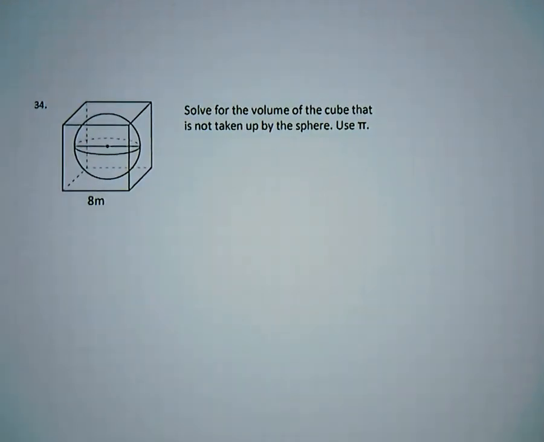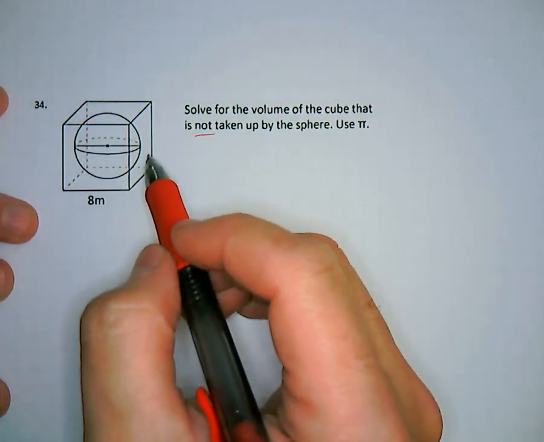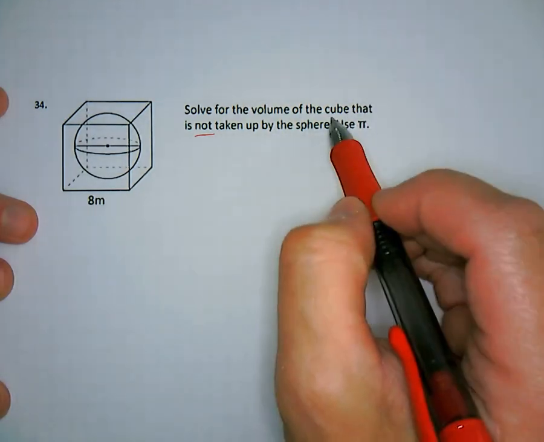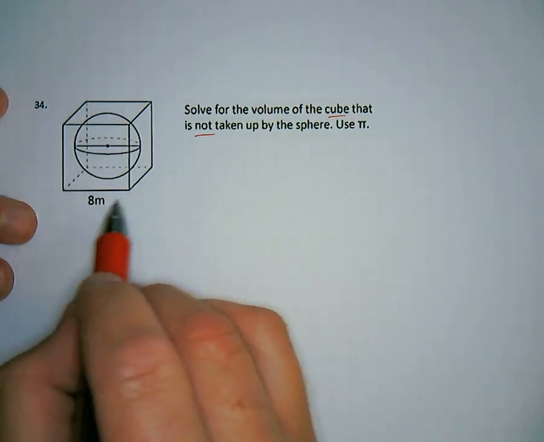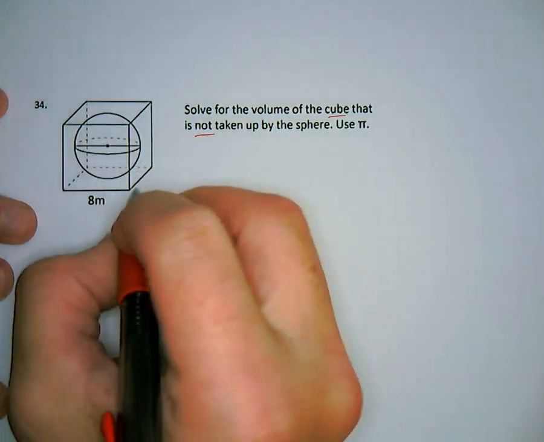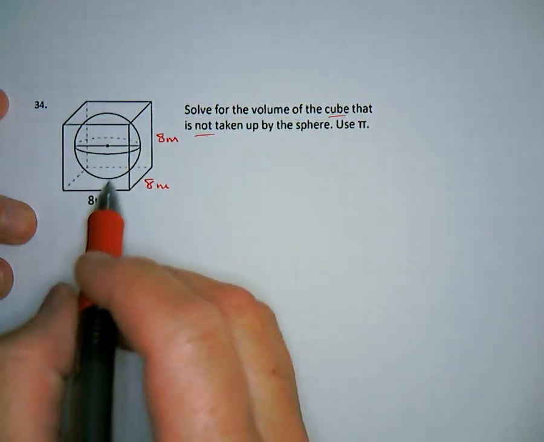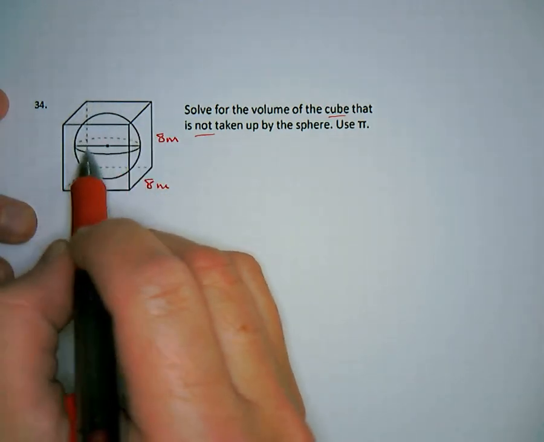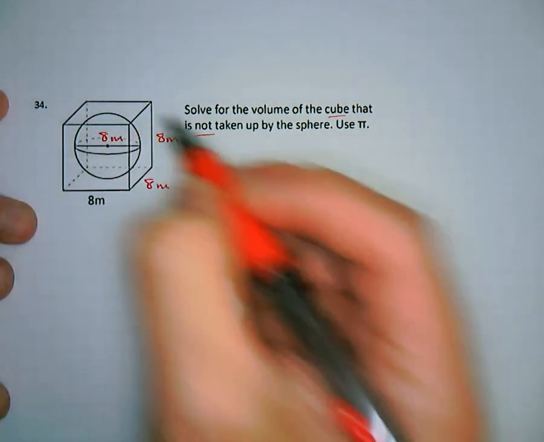All right, number 34. Solve for the volume of a cube that is not taken up by the sphere. Use pi. So this is one of those kinds of problems where we're imagining we've got this sphere inside of this box, right? This cube. They even tell us it's a cube, all right? So they only give us one measurement, so we have to make an assumption. Well, if it's a cube, we know that all the sides are going to be the same, length, width, and height. And we're going to assume that the sphere fits exactly inside the cube, left to right, up and down, back to front. So that means that the diameter is also 8 meters.